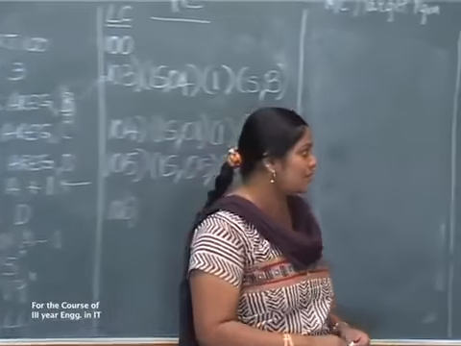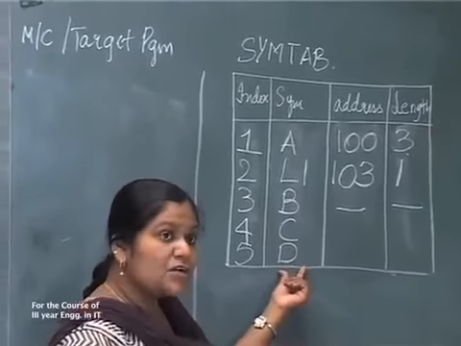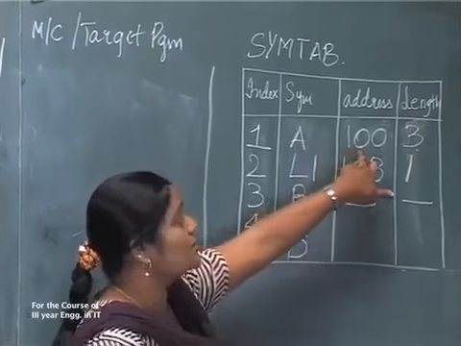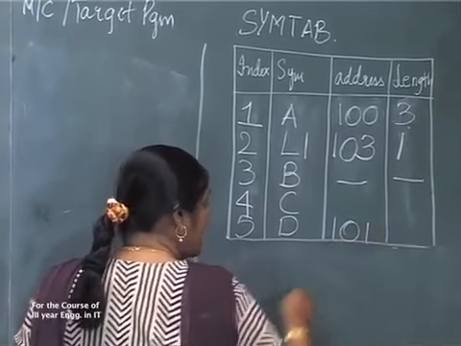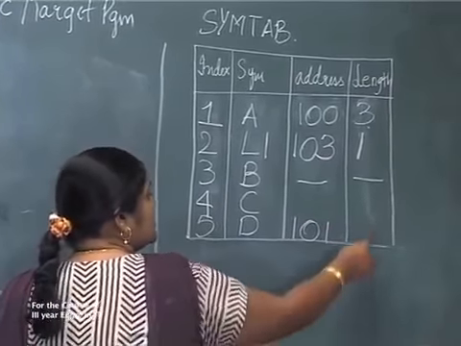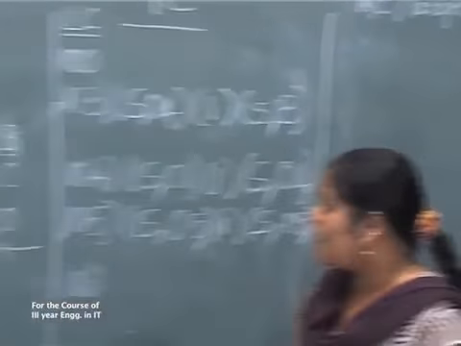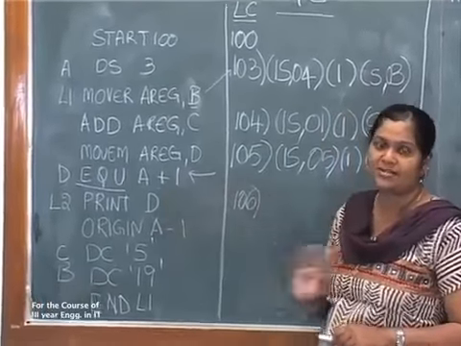So in our symbol table, check whether I have label D. It is there. I have to associate the address A plus 1 with it. A happens to be at location 100, so A plus 1 is 101, and its length is just 1. And I am not going to generate any intermediate code for this particular assembler directive.